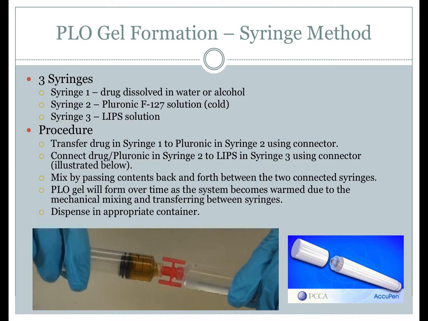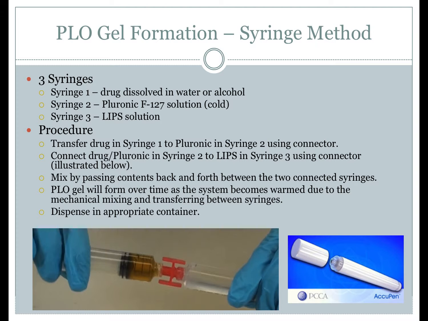There is an alternative method for compounding PLO gels and involves the use of syringes and syringe-to-syringe connectors, and is used when you need to compound relatively small volumes or you want to be able to minimize loss or waste. In this procedure, the active drug is solubilized in a minimum amount of either water or alcohol and drawn up into a syringe. The drug solution is then transferred to a second syringe containing Pluronic F127 by using a syringe connector to form the hydrogel.